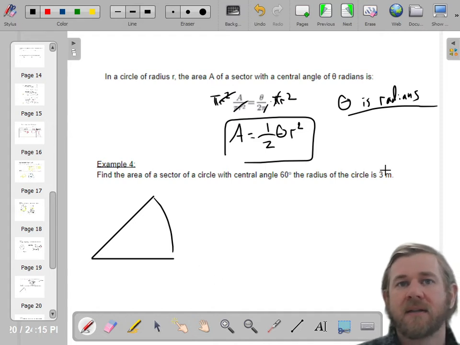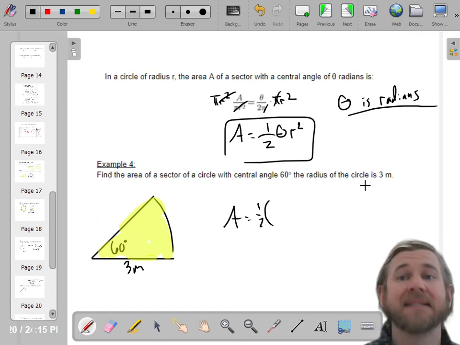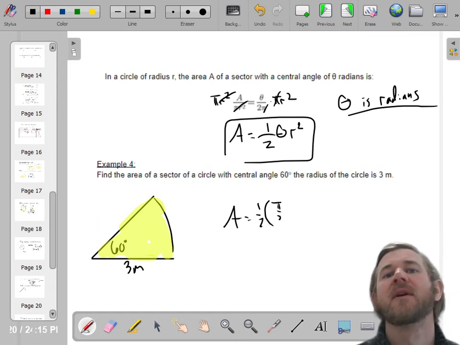It says the area of the sector, we don't know. The central angle is 60 degrees. The radius is 3 meters. We're trying to find the area of the sector, though. So we're trying to find this area this time. So you just use a formula. Area is 1/2. Theta is not 60 degrees because it's in radians. We're going to say pi over 3.